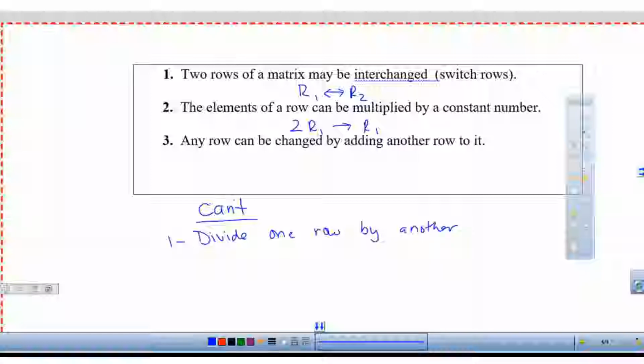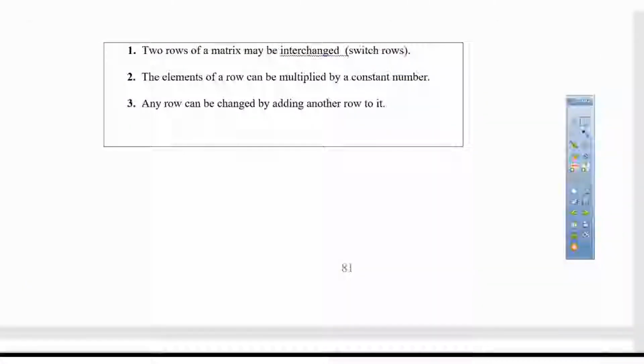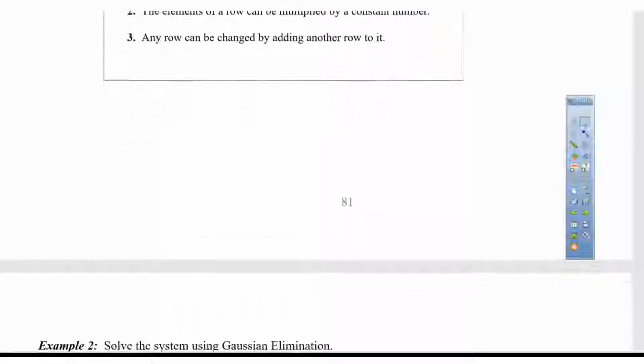Okay? We will also never multiply one row by another. So don't do that. Okay? Just get used to the processes that I use and then kind of model those same processes as you do it. Okay? Okay, here we go.